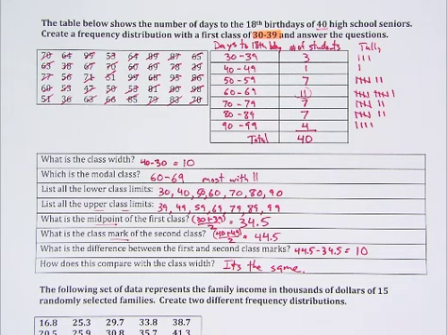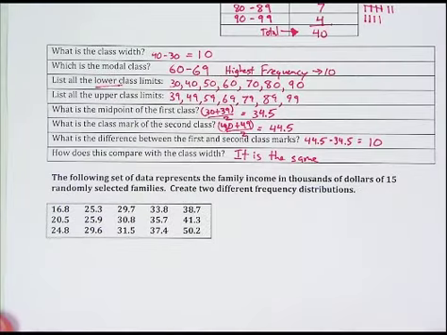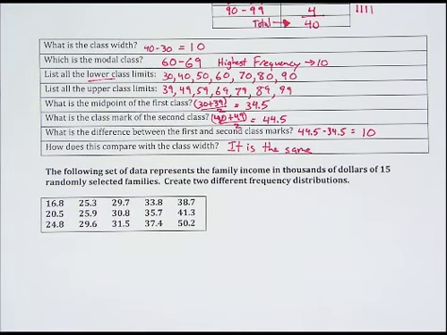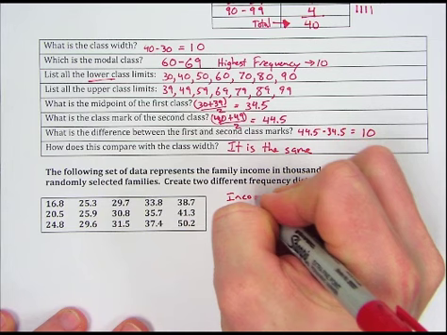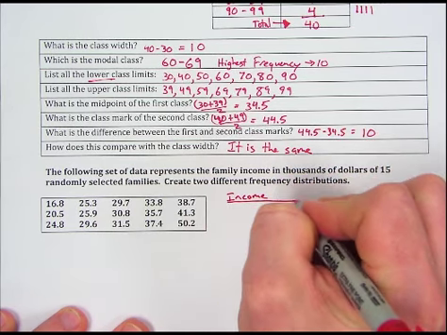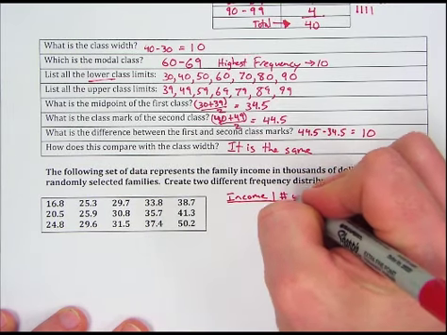Now let's move on to our next problem. And this is going to be how to deal with frequency distributions that contain decimals. And we have income is what we're looking at. And then we want the number of families.